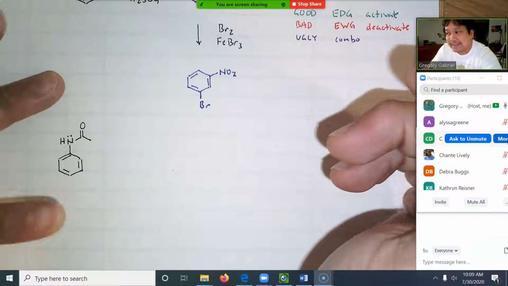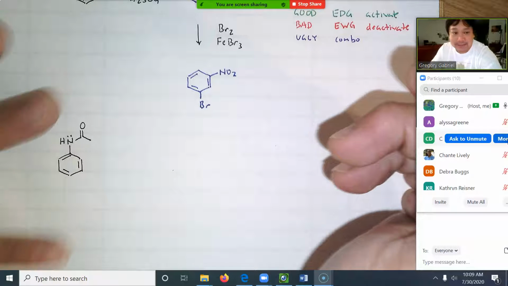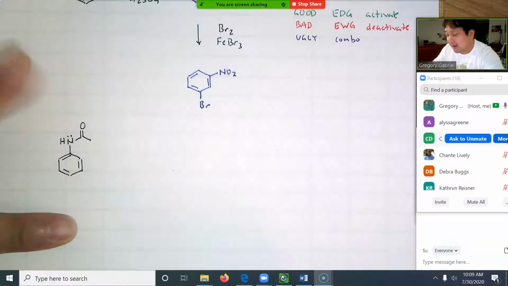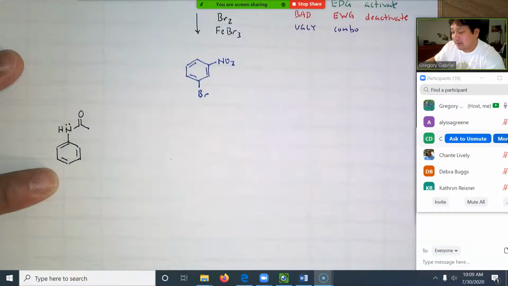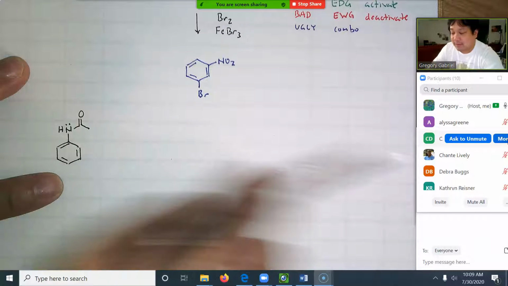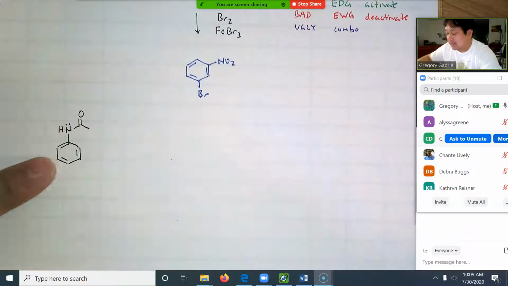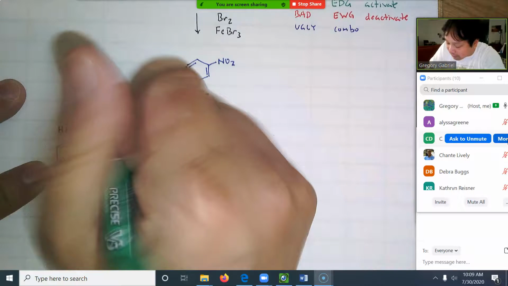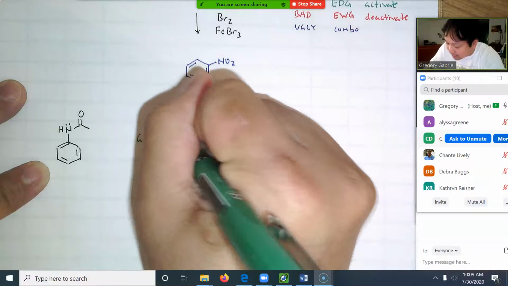maybe 20 points of synthesis. Okay, maybe 25. Some of the synthesis will be very simple. Some of them will be a little more drawn out, a little bit windy. But let's take a look at this. This is a good group, and it's electron donating.